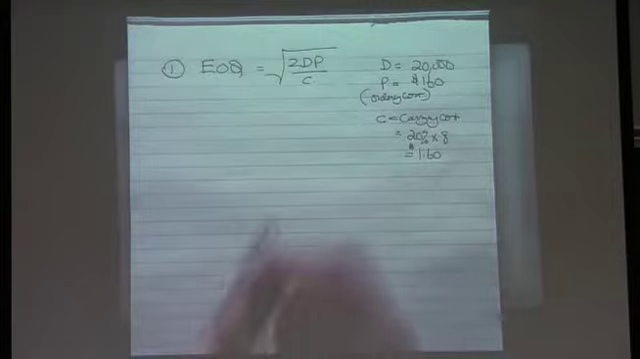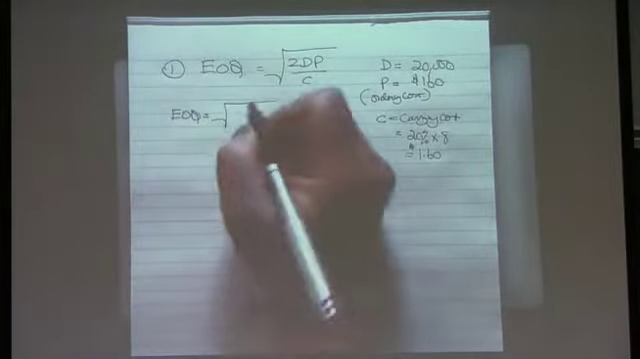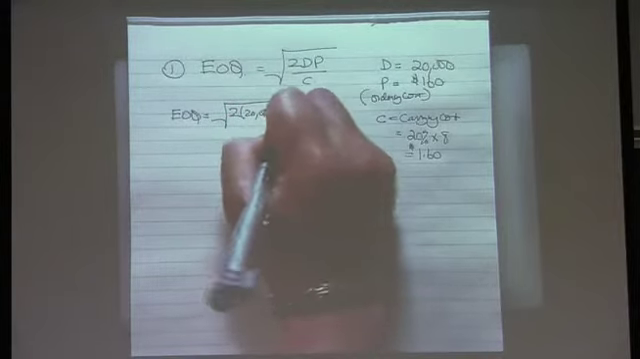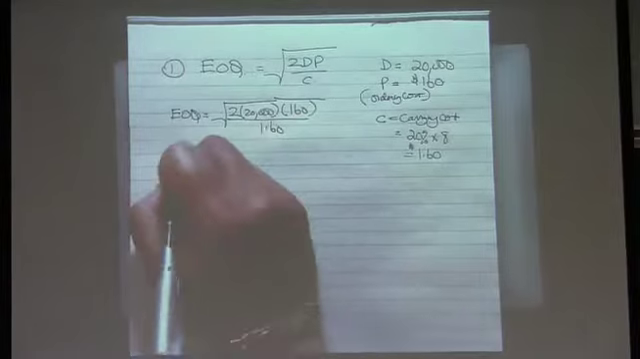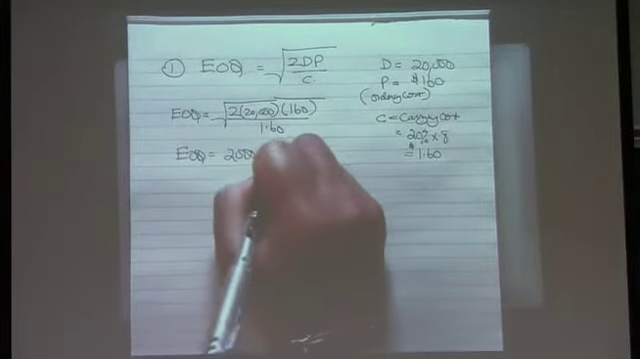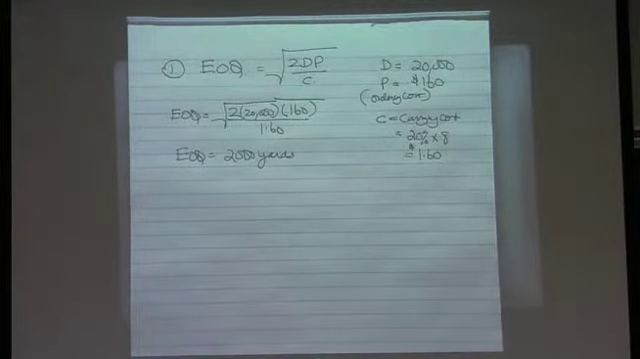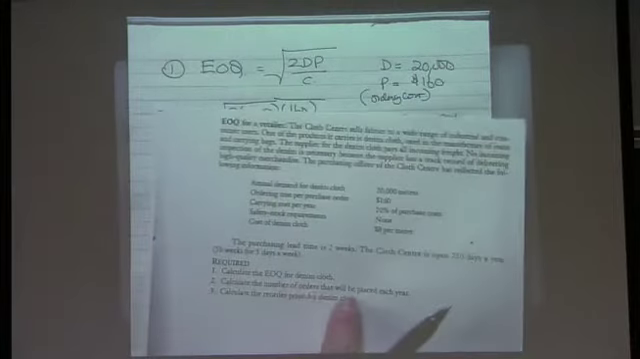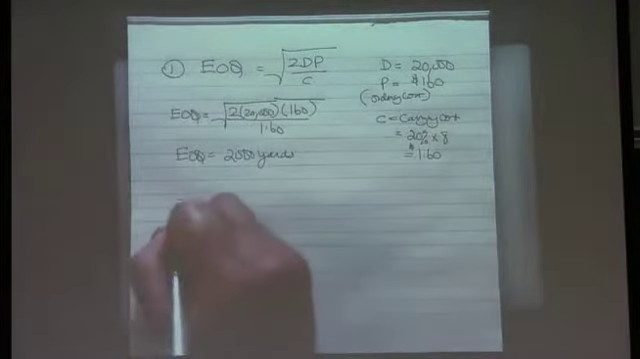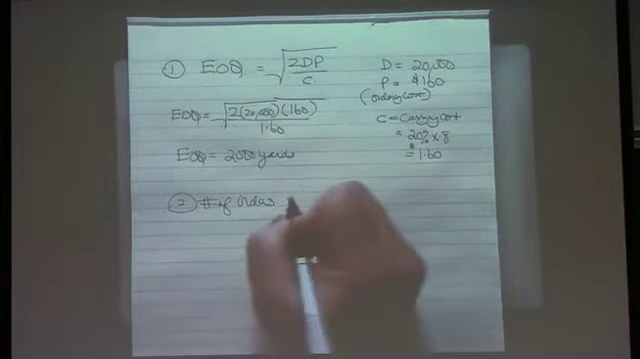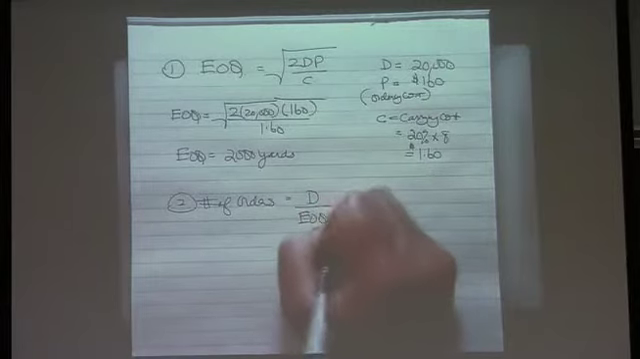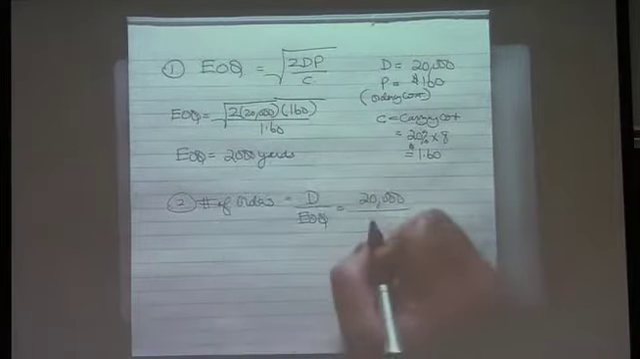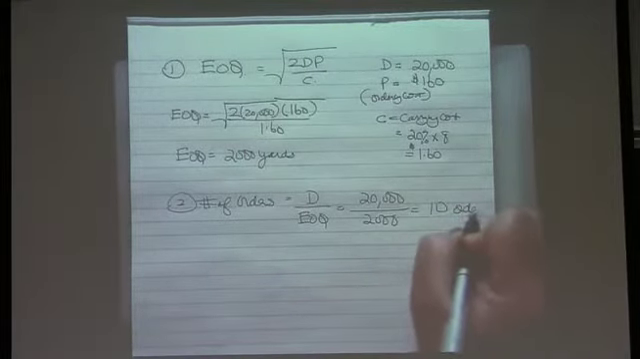So let's plug into the formula. EOQ equals the square root of 2 times 20,000 times 160 divided by $1.60, and EOQ is 2,000 yards. That's how much they should be ordering each time they place an order. The next question says, calculate the number of orders that must be placed each year. The number of orders is the demand over EOQ. The annual demand is 20,000 and we're supposed to order 2,000 yards each time, which means we're going to place 10 orders per year.